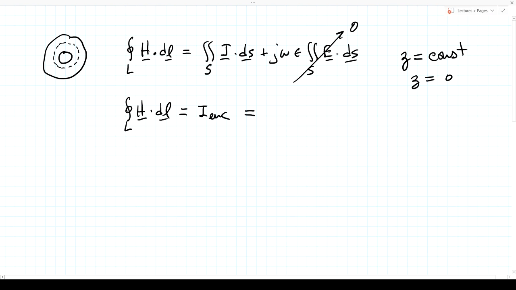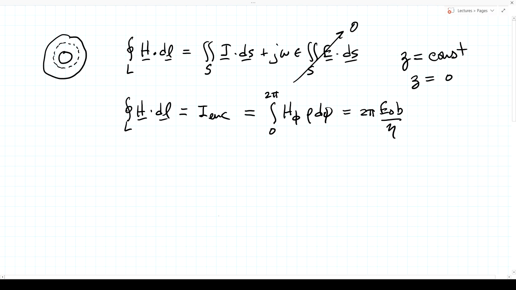And let's do a specific integral. Let's do an integral from phi equal to 0 to 2 pi of H phi, where dl is rho d phi. Well, H phi has a 1 over rho factor, and those cancel. And this then simply becomes 2 pi E0 b over eta. This is at z equal to 0. And so that is then the current.